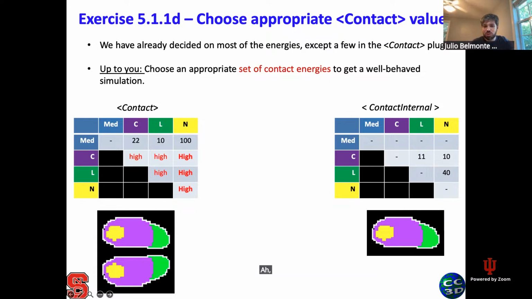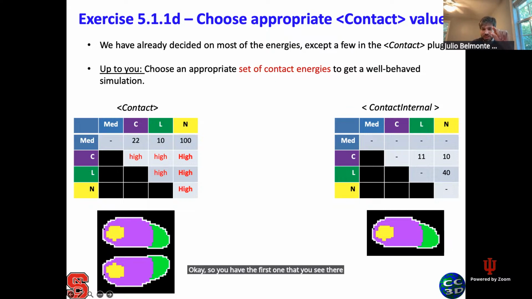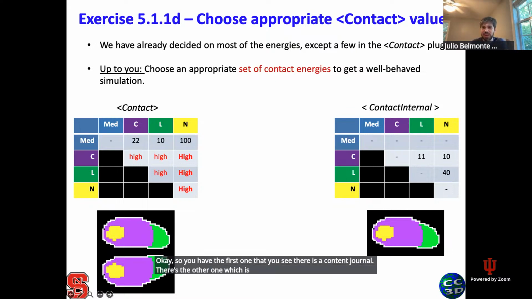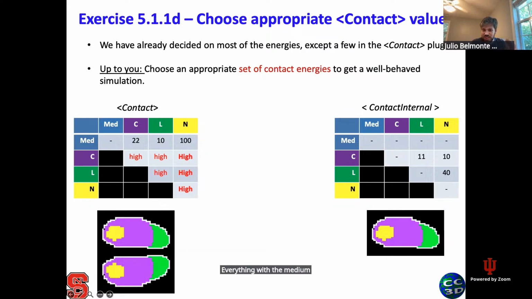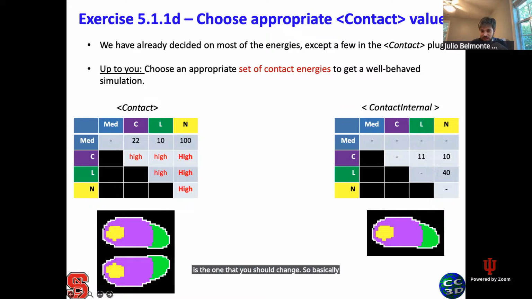Ali, you should change the external contact energy, so it should be the second one. The first one that you see there is the contact internal. There's the other one which is contact. These are the energies that you should change. Everything with the medium, you leave as it is, but the cytoplasm-lamellipodium, cytoplasm-nucleus, and lamellipodium-nucleus pairs, which you have as 11, 10, and 40, or even 5 and 10, are the ones that you should change. So basically, the last six energies are the ones that you should change.